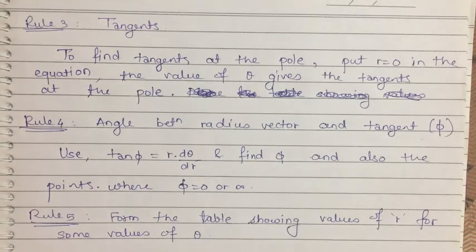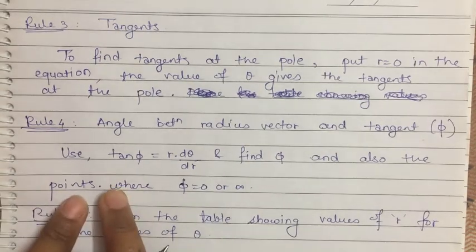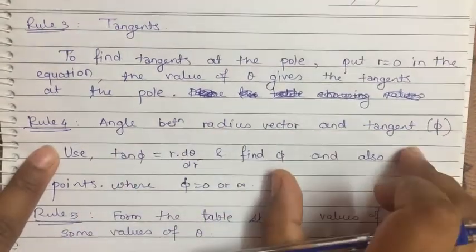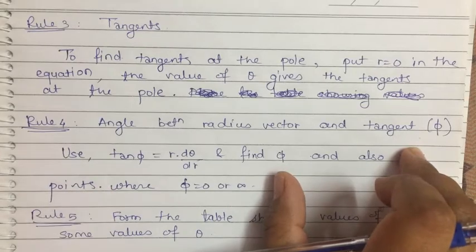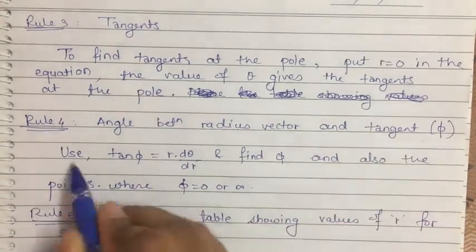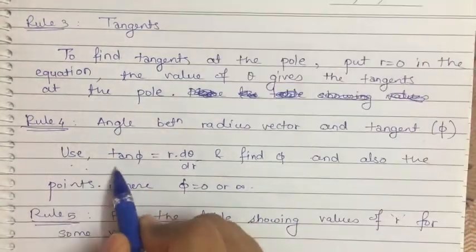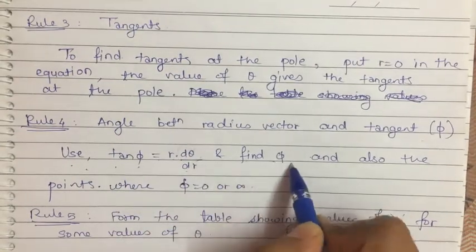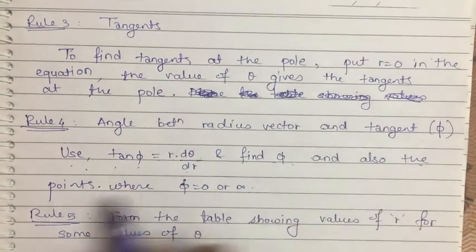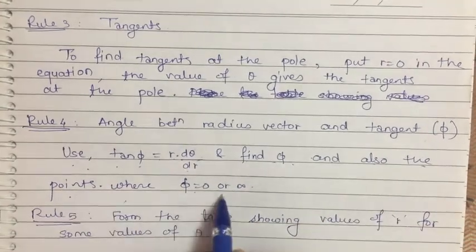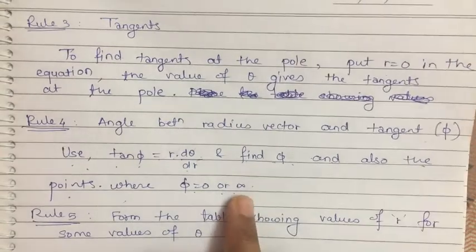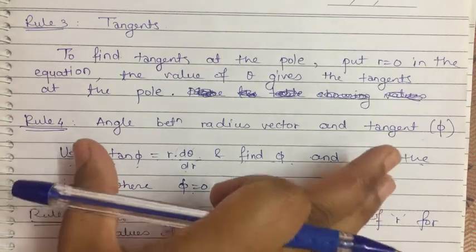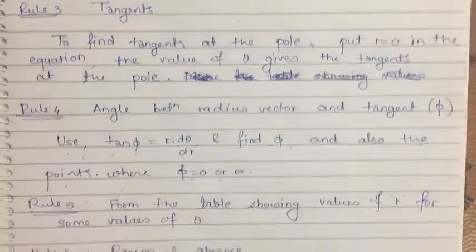So to find the nature of that tangent, what we need to do is find the angle between the radius vector and the tangent, so that you will be able to draw the tangent there. For that we need to use this formula: tan phi is equal to r d theta by dr. Find phi, and also find points where phi is 0 or infinite. I will explain this in more detail while we are taking an example.